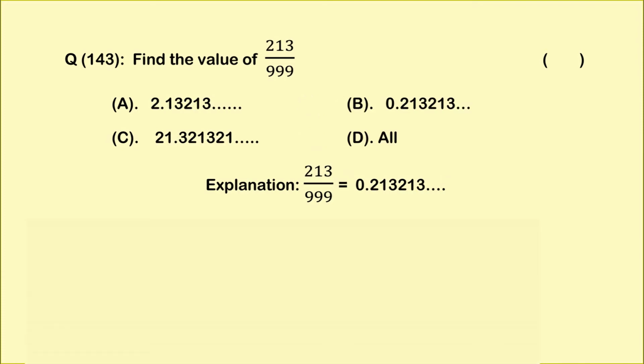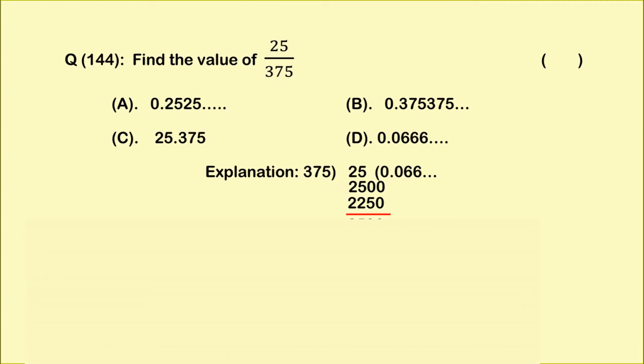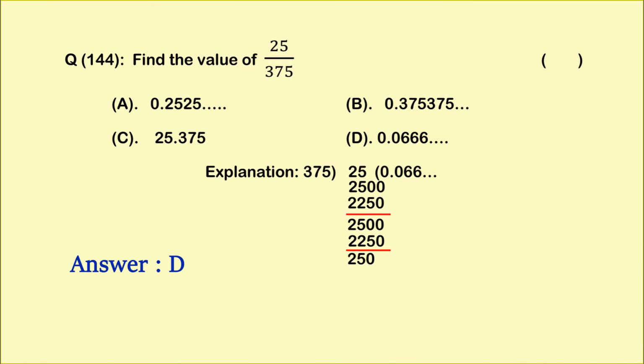Question number 143. Find the value of 213 by 999. So as we have already learnt, after the decimal, bar places were 1 place and 2 places. This is the case of 3 places. So the answer is 0.213213, so it is nothing but 0.213 bar. So the right answer is B. Question number 144. Find the value of 25 by 375. So if you divide 25 with 375, we will get 0.066 dash like this, 0.06 bar. So the right answer is D, 0.0666 dash.